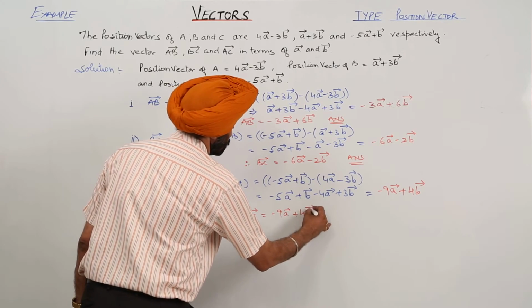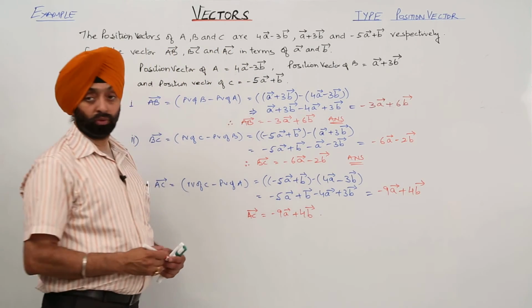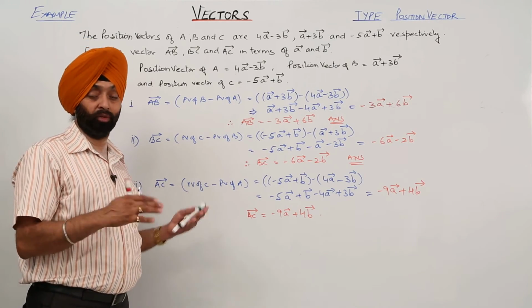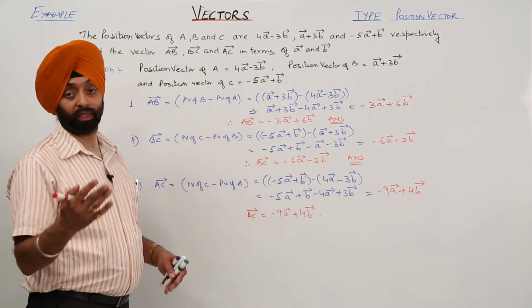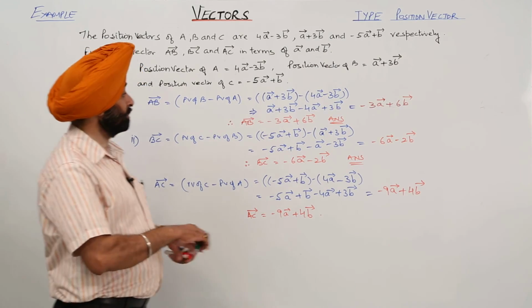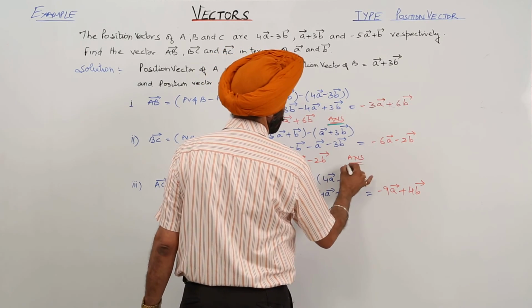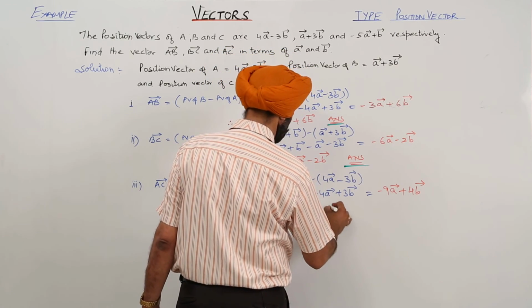So this was a simple example to show you how to find vector AB, BC or AC, when position vectors are given. Is it clear? So we are having 3 answers, number 1, then number 2 and then number 3.